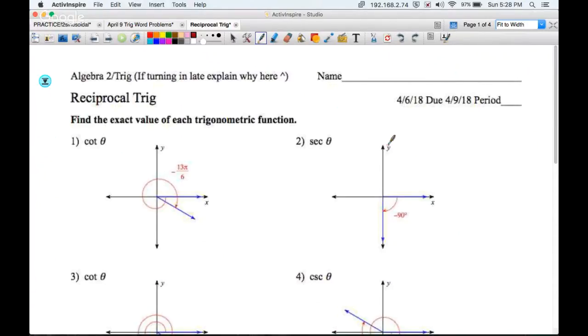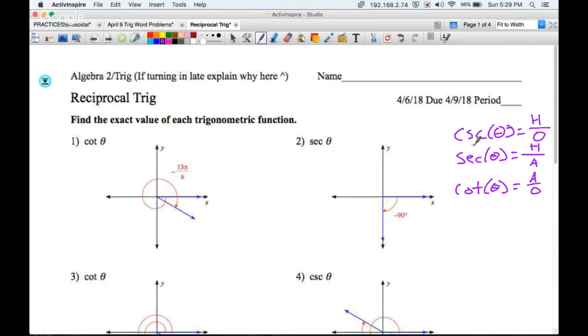Right as we get started here, I want to remind us all what ratios are represented by the operations cosecant, secant, and cotangent. If I take the cosecant of an angle, so CSC of theta, cosecant is the opposite of sine. Sine is opposite over hypotenuse, so cosecant is going to be hypotenuse over opposite. Secant of theta is the opposite of cosine. That's going to be hypotenuse over adjacent. And cotangent of theta, that's the opposite of tangent, which is going to be adjacent over opposite.